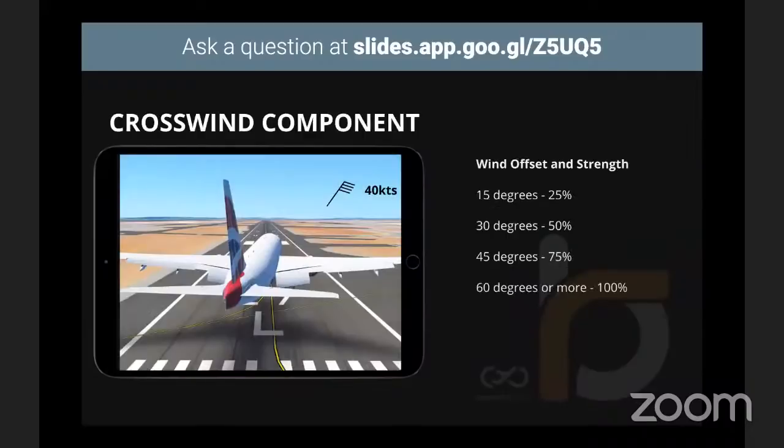Depending on how offset the wind is will determine how much of the wind is a crosswind component. You can see from the table on the side that 15 degrees offset is 25% of the wind strength, 30 degrees is 50%, 45 degrees is 75%, and finally 60 degrees or more is all of the wind strength. We said the wind was 30 degrees offset today, so that means that half the wind strength is our crosswind component. The wind is 40 knots, so that means we have a crosswind component of 20 knots.